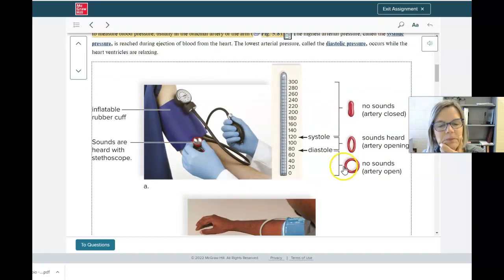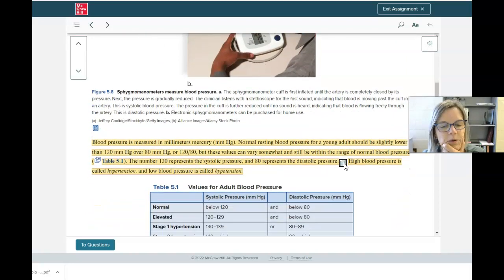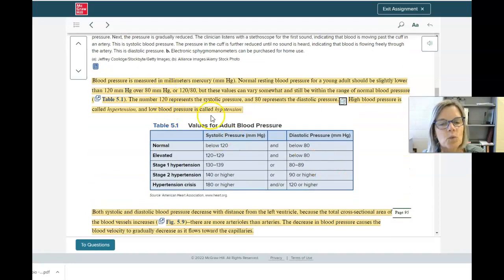So it describes a little bit here about what you hear and how to take blood pressure. But a normal blood pressure is around 120 millimeters of mercury over 80. Systolic when the heart's contracting, over diastolic when the heart's relaxing. And it gives you a little bit of breakdown here of what we would consider normal blood pressure.